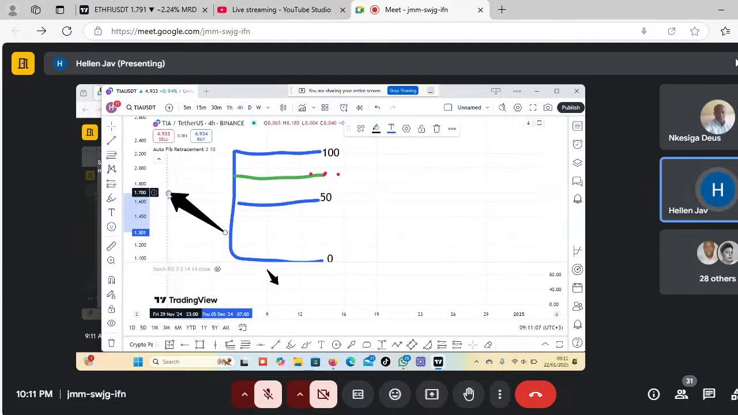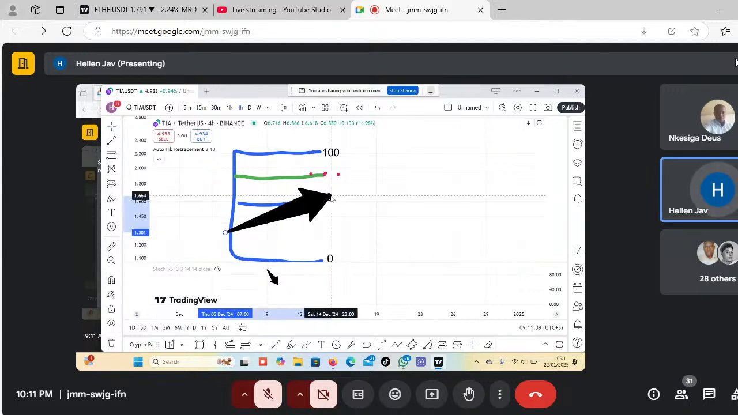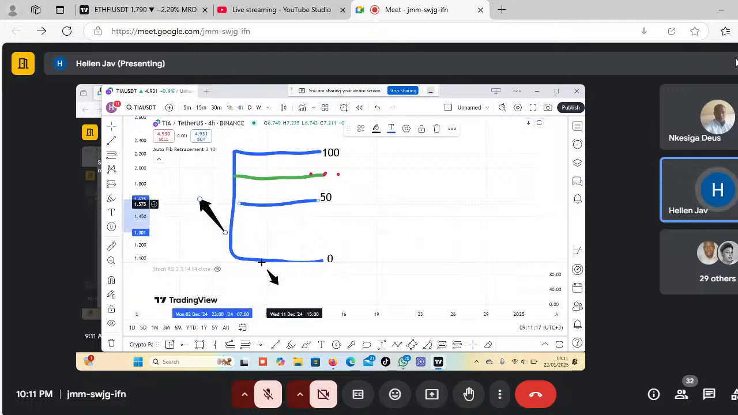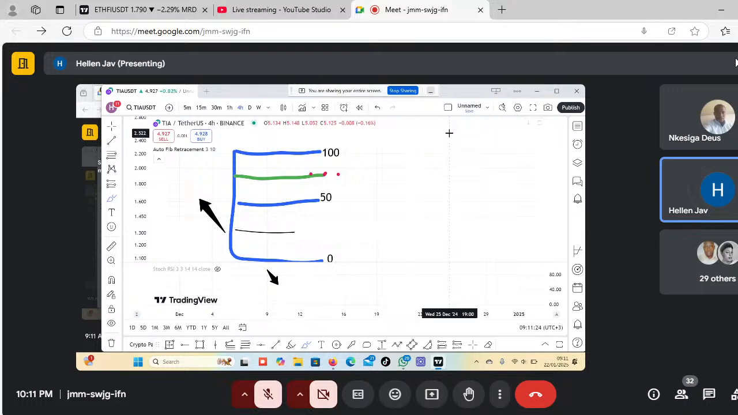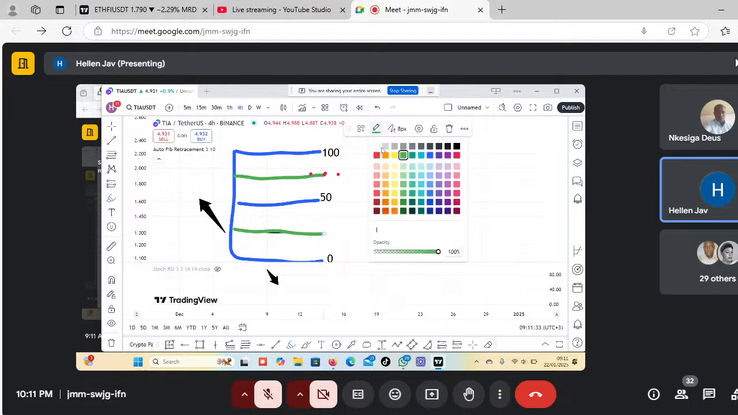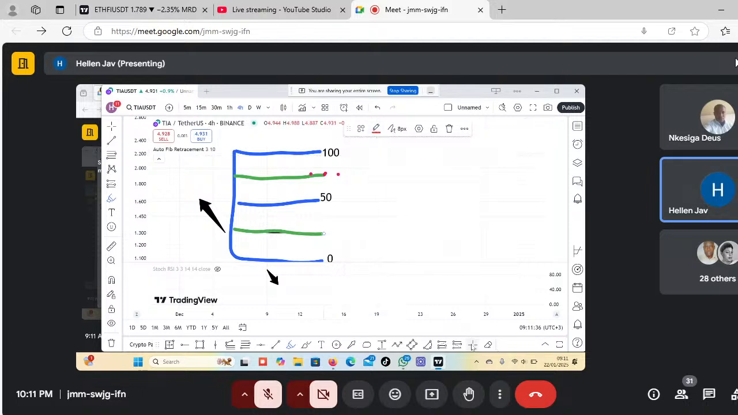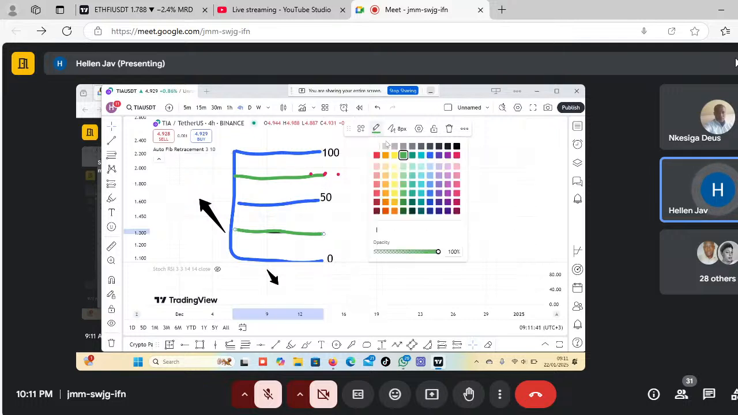This area between 0 and 50, we are still going to divide into 2, so that we can get the area where we have the oversold and then just the sold area. So let me also try to divide it. I'm going to make this one red so that you can get the point very well.